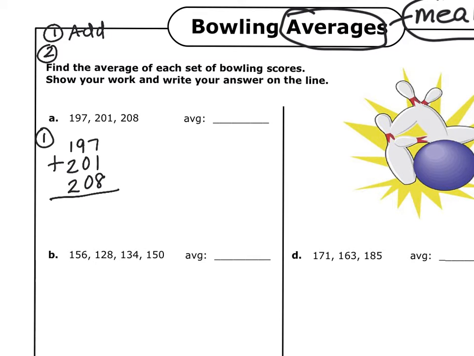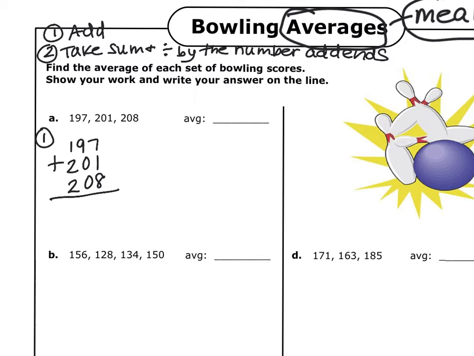Step 2, we're going to talk about what step 2 means. Step 2, we're going to take our sum that we got when we added them all and divide by the number of add-ins, and we're going to talk about what add-ins means. It's a fancy word for number.